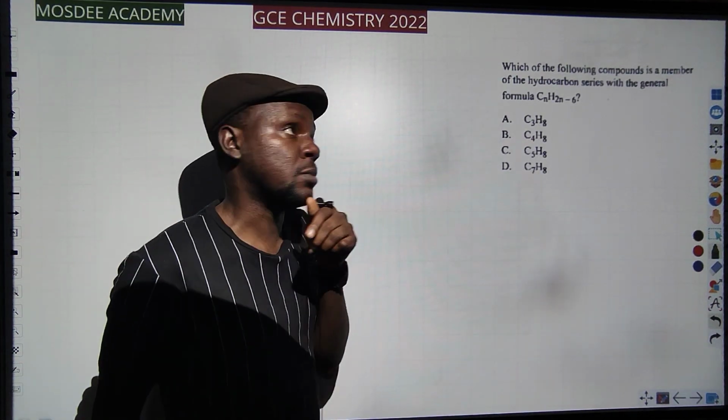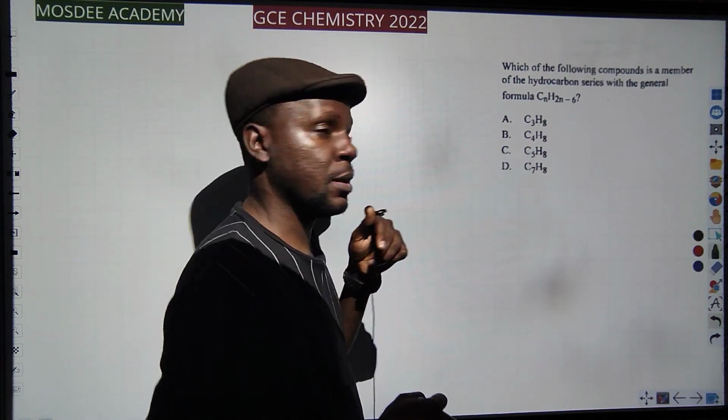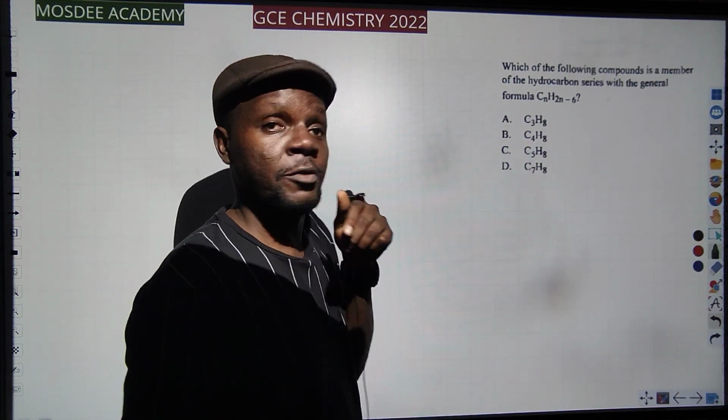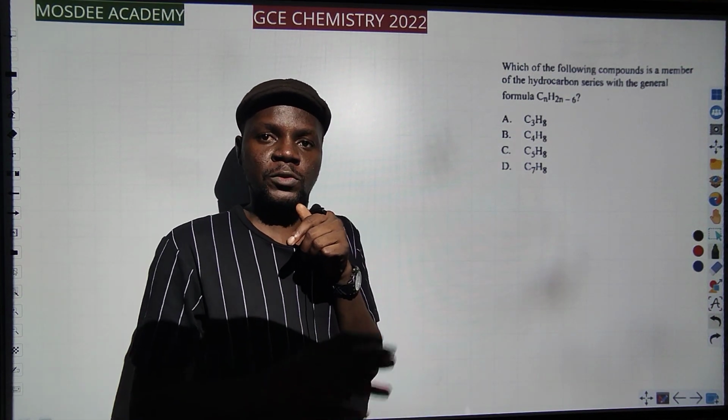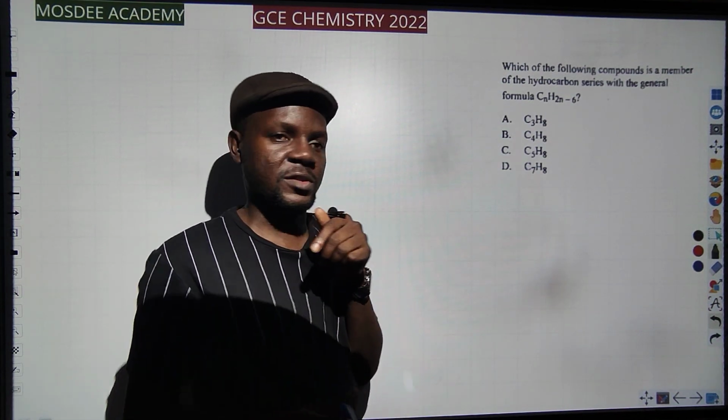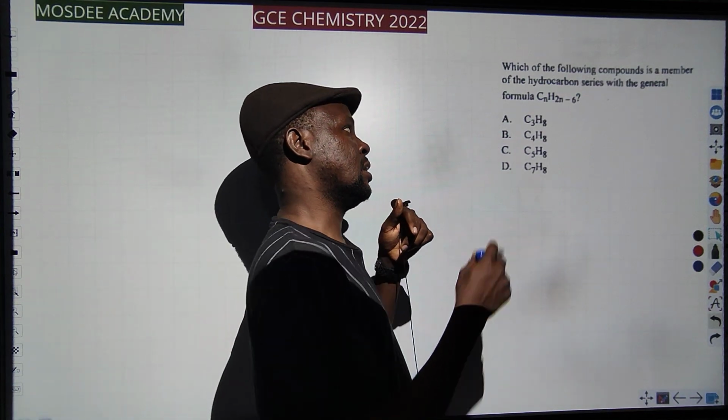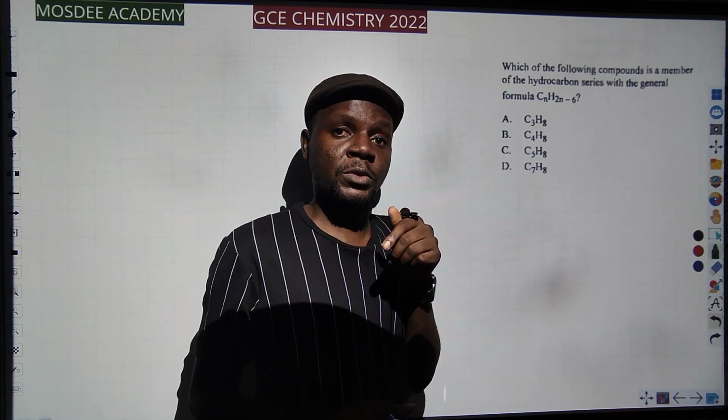We have: which of the following compounds is a member of the hydrocarbon series with the general formula CnH2n minus 6? In this situation, you have to plug in values to get your answers, because if you try equating each of them, you're going to waste your time.